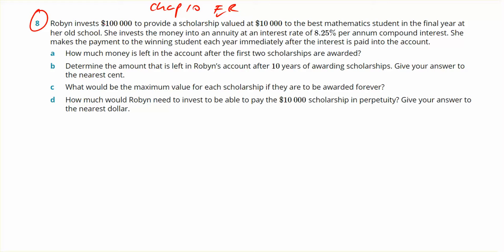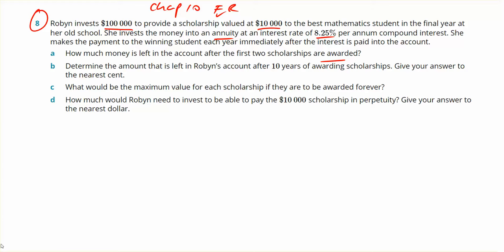So, Robin invests $100,000 to provide a scholarship valued at $10,000 to the best Mathematics student in the final year at her old school. She invests the money in an annuity at an interest rate of 8.25% compound interest. She makes the payment to the winning student each year immediately after interest is paid to the account. So how much money is left in the account after the first two scholarships are awarded?